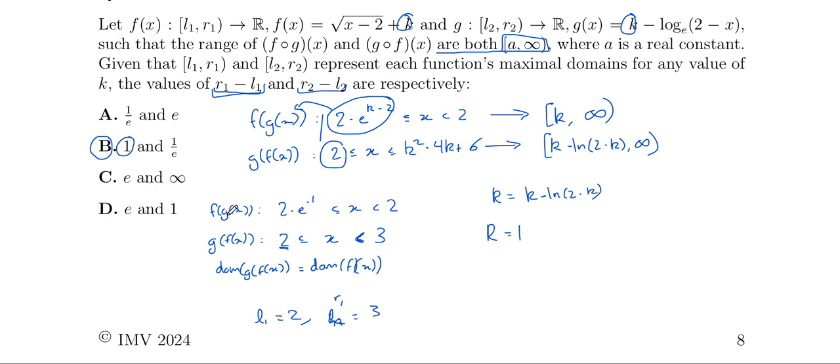And then the same thing for f of g of x. The domain of f of g of x is equal to the domain of g of x. So L2 is equal to 2 minus e to the negative 1, and R2 is equal to 2. So R2 minus L2 is going to be e to the negative 1, which is 1 over e. Therefore, the answer is B.